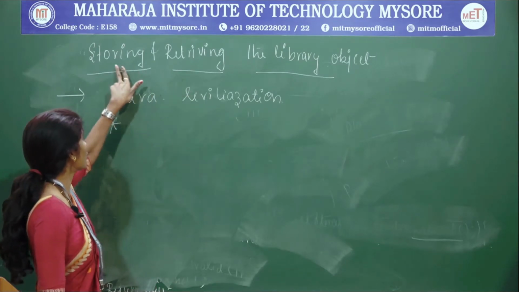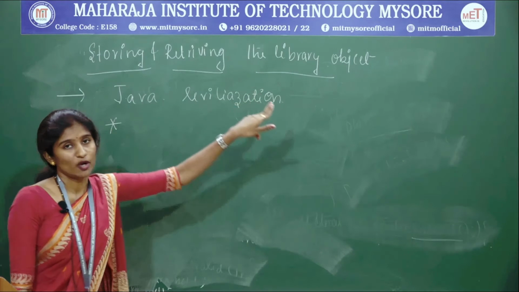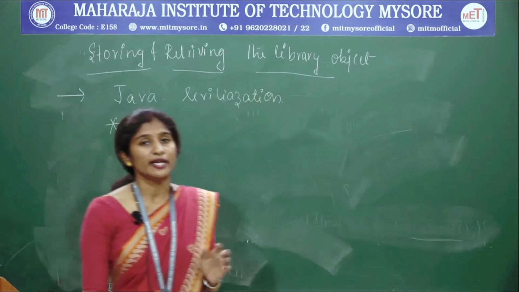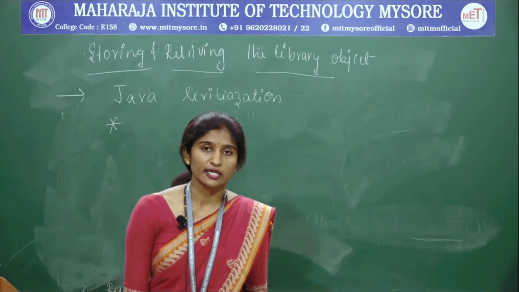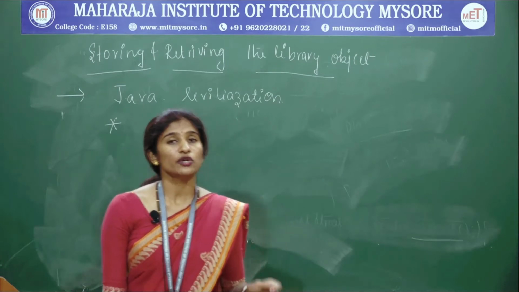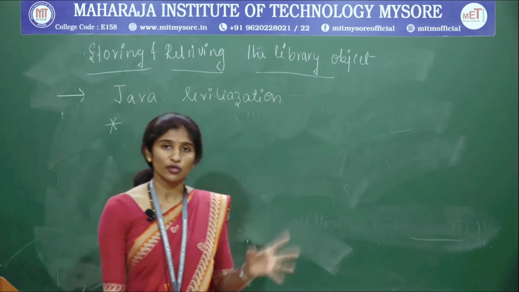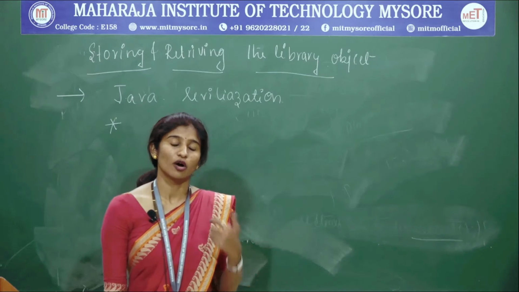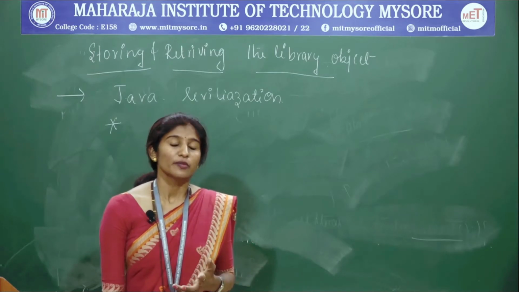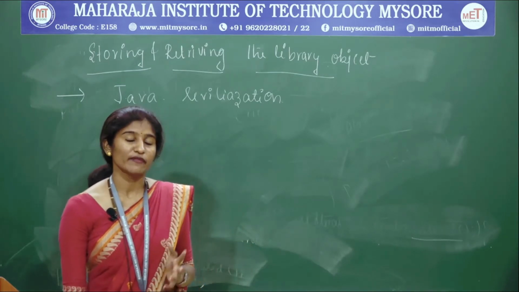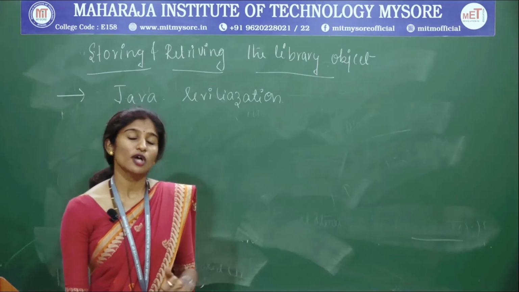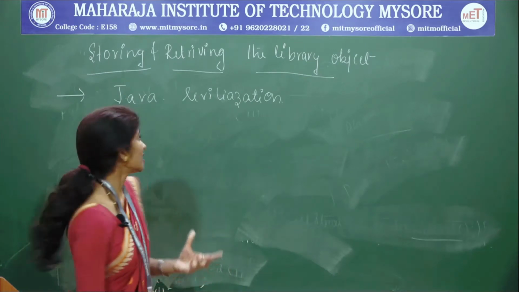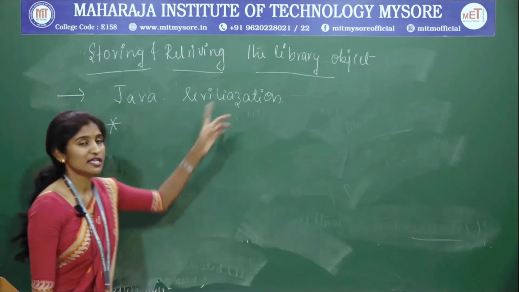So what we are going to study in this topic is storing and retrieving the library object, which means we are going to maintain an object for the library case study, that is the library system. Now we need to store the same object, which contains a huge amount of data, and we need to retrieve the same. So how are we going to do that? For that we are going to use Java serialization.